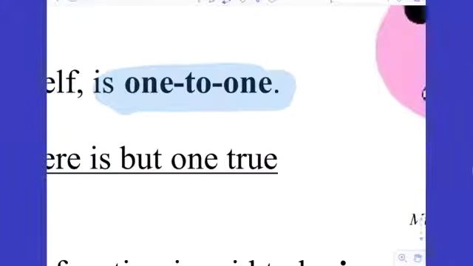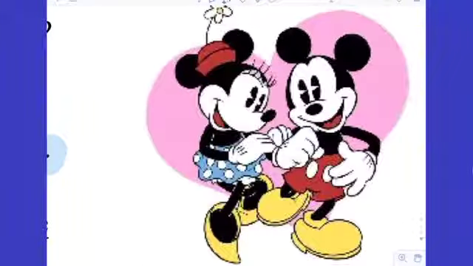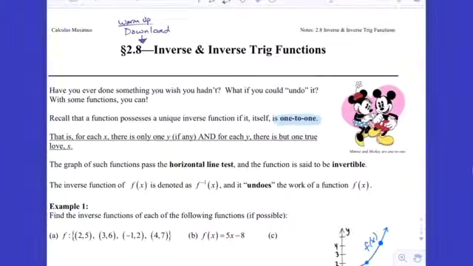What does it mean for a function to be one-to-one? To be a function, for every x value, you can have no more than one y value. But you can have multiple y values that are the same coming from different x values. To be one-to-one, it means that for every x, there can be only one y, and for every y, there can be only one x. So it's kind of like a faithful monogamous relationship. For every one of you, there's only one of me, and vice versa. And that's why I have Minnie and Mickey there. They are a one-to-one couple. Mickey is the only one for Minnie, and Minnie is the only one for Mickey.